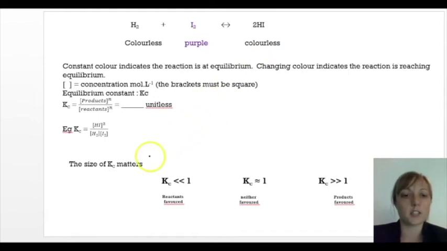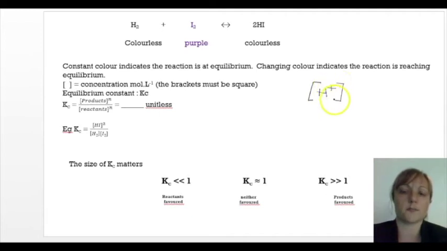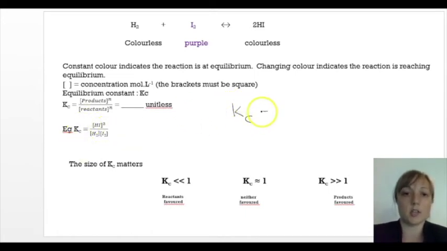Alright, so when we're writing this out, we use these square brackets to mean concentration. And you've seen this before when we've talked about the concentration of protons present. So you've seen that. We can write the Kc value. So Kc, in this case, we can see it here, is the concentration of the products, so HI.